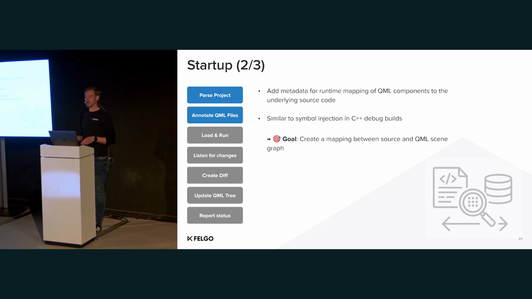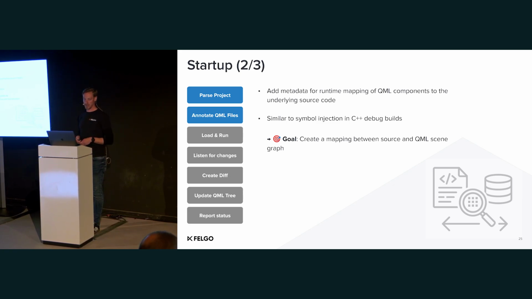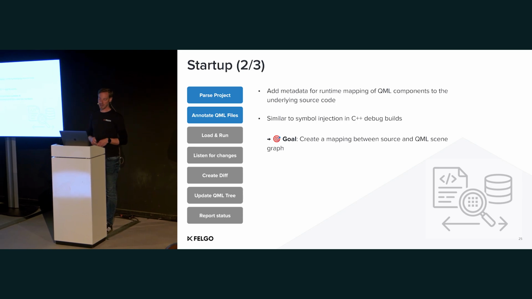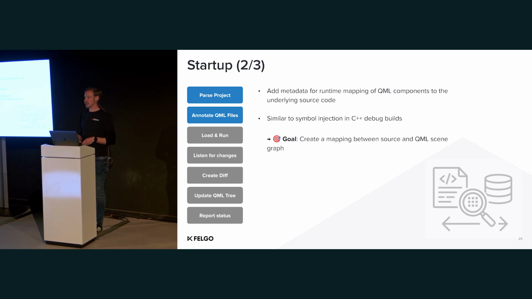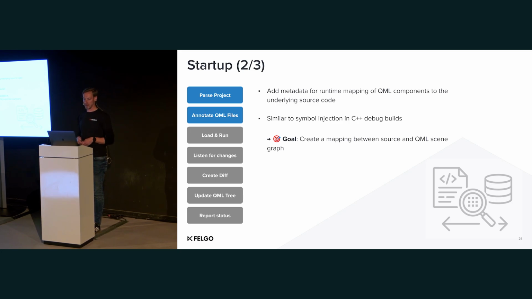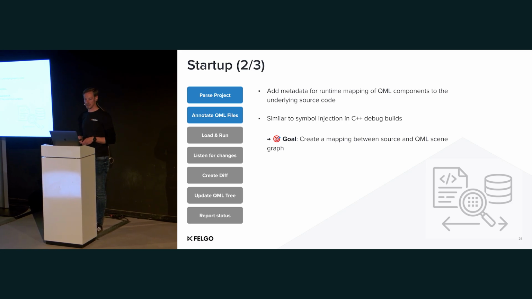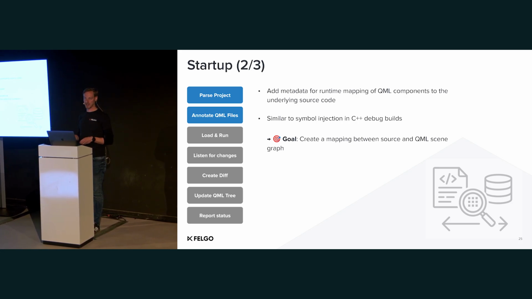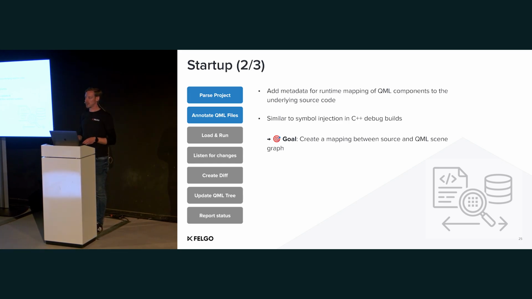Then, after identifying all those QML files, we annotate those QML files. So basically, we are adding some metadata for runtime mapping of the underlying source code and the QML scene graph that's running in the program. You can see this as similar to symbol injection in C++ debug builds. The goal of this is not only to be able to hot reload and update the QML tree, but we also use this to show error messages that point to the original file and the original line number.